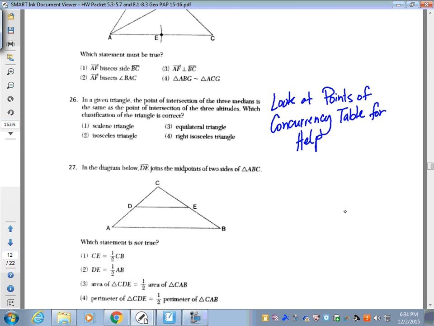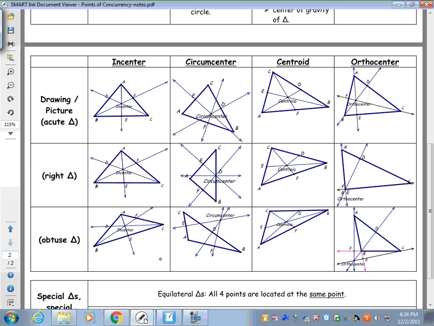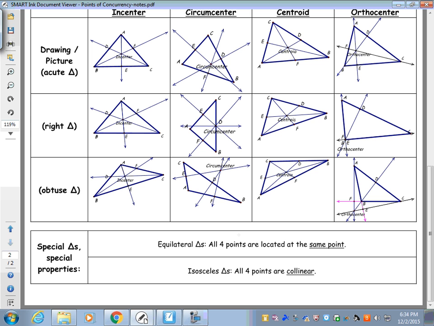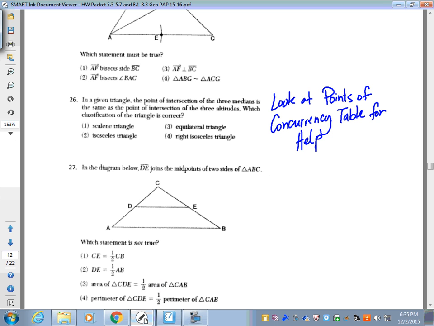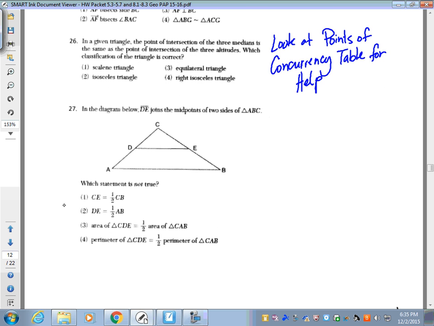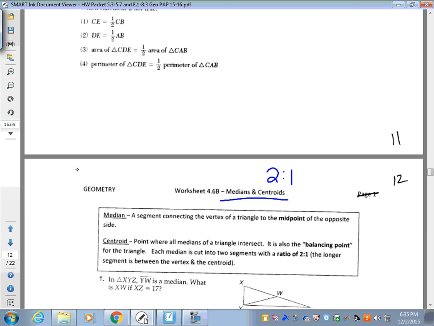Alright, and then to help you with 26, you might want to go back to your point of concurrency table. There's a hint to help you see physically or know when it's going to be the same, because it's asking when will the point of intersection for the medians be the same point of intersection for the altitudes, all in the same triangle. That happens only with one special type of triangle. It's just so equal throughout.